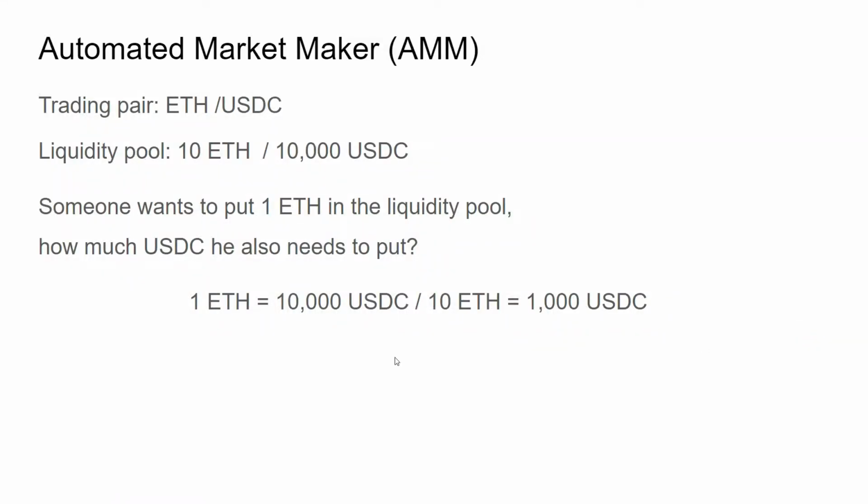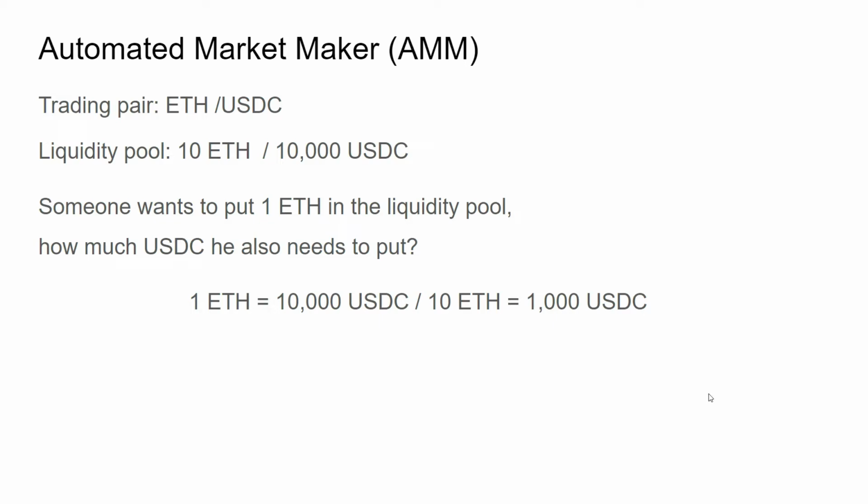And here's how it works. Let's use the same example, ETH to USDC pair. Let's say you want to provide 1 ETH into the liquidity pool. Then how much USDC equals 1 ETH that you also need to provide? The way to calculate this is rather simple. Because currently we have 10 ETH and 10,000 USDC, which means 1 ETH equals 1,000 USDC.